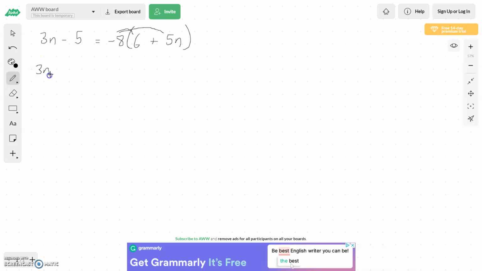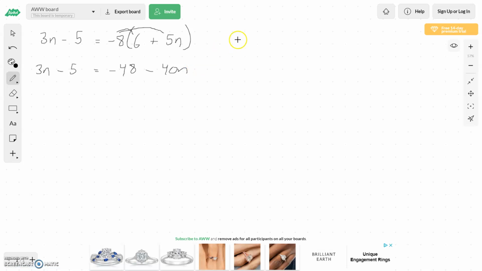Okay, so once again, left side, I can't do anything with that, but I could take that -8 and multiply it onto 6. -8 times 6 is -48. And I could take that -8 and multiply it onto the 5n, right? -8 times 5n is -40n. Okay, so that's our first step in this problem. Distribute the -8. Okay, that was our first step.